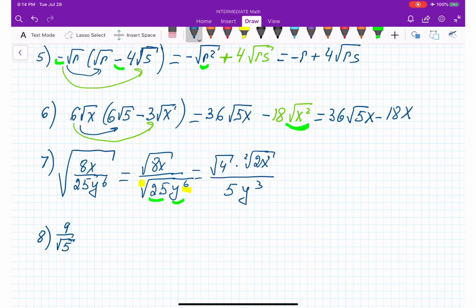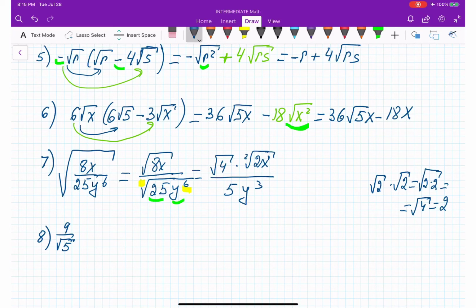Therefore, we need to get rid of the square root. How can I get rid of square root? Only one way. Let's assume I have here square root 2. If I multiply by another square root 2, will I get square root of 2 times 2, which is square root of 4, which will become 2? Yes? That's the only way.